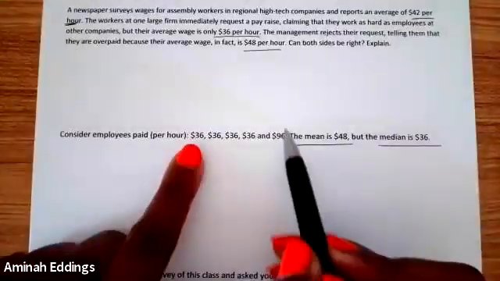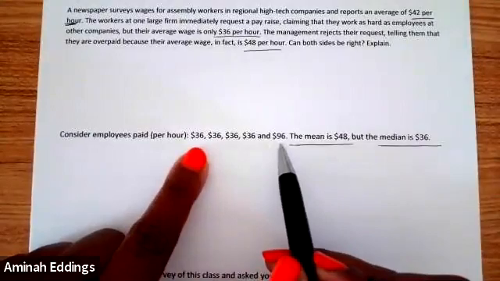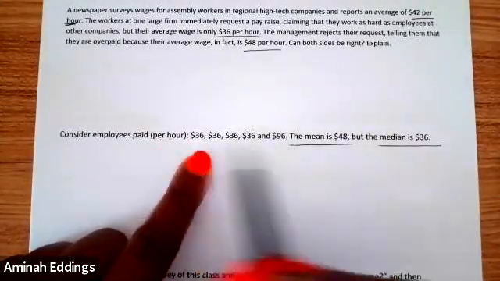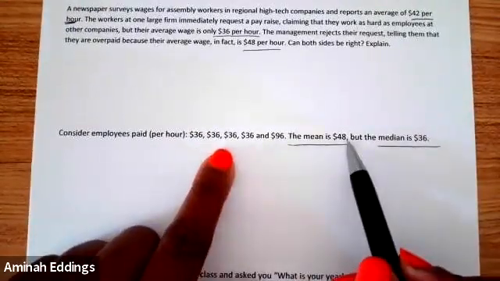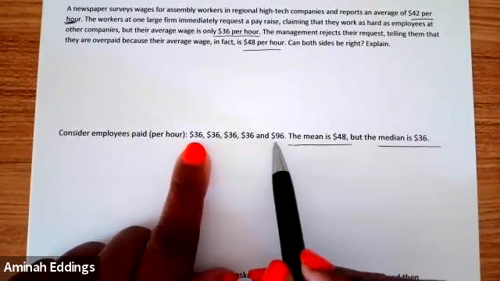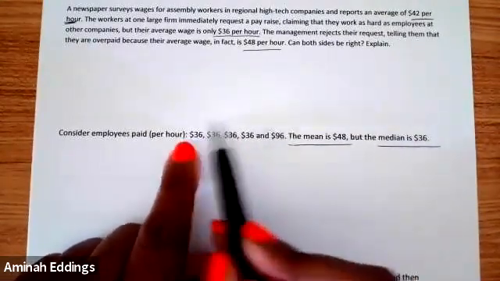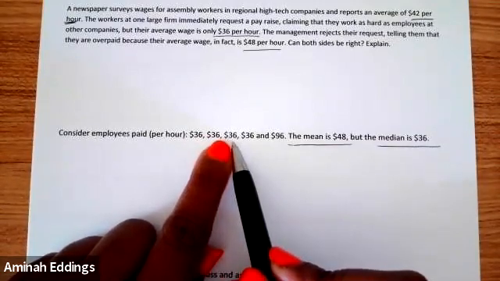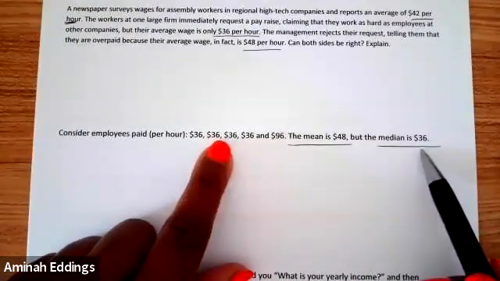So if we are taking into account the boss or the manager as well, then that mean is $48, right? But if we look at our median as our average, then now we have a better indication of, on average, what the assembly workers are making. And so that's where we're getting the $36 an hour.